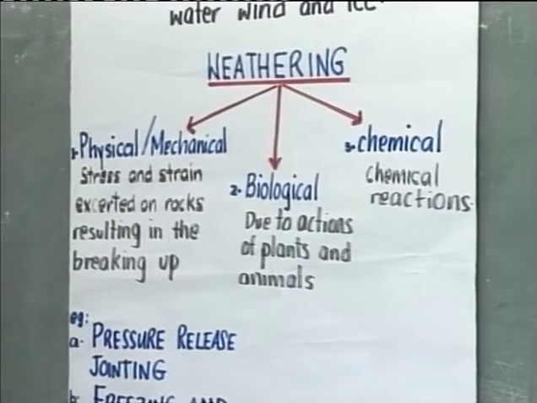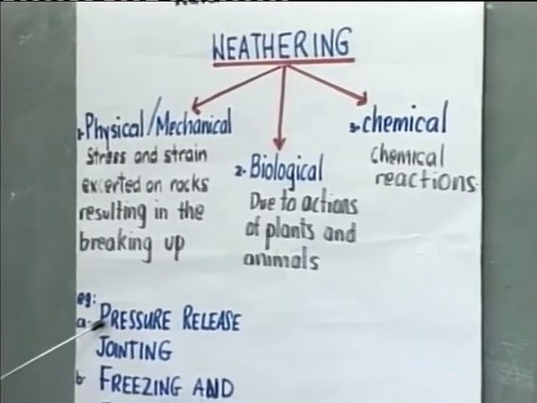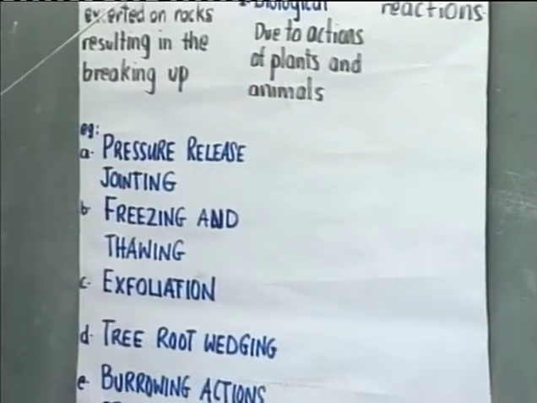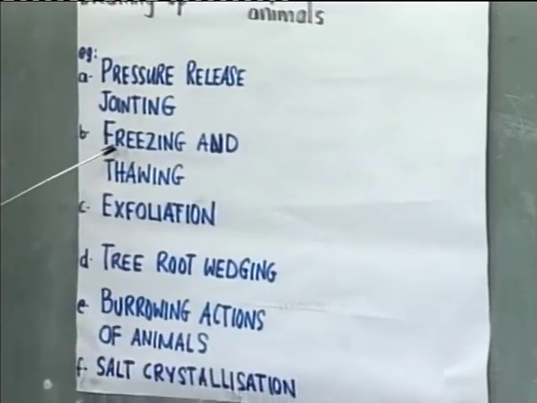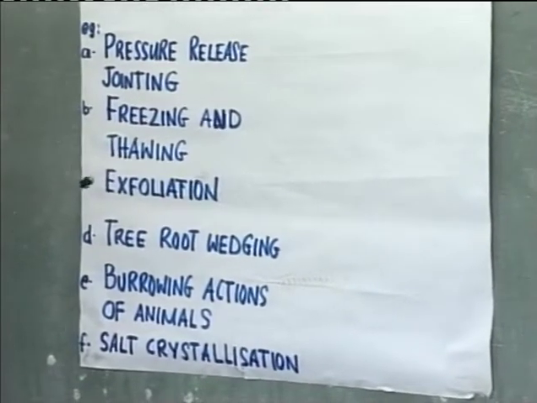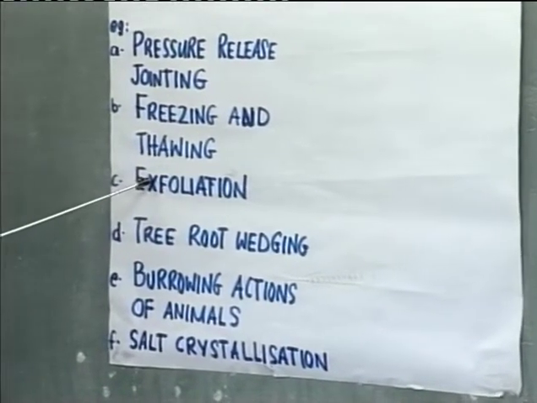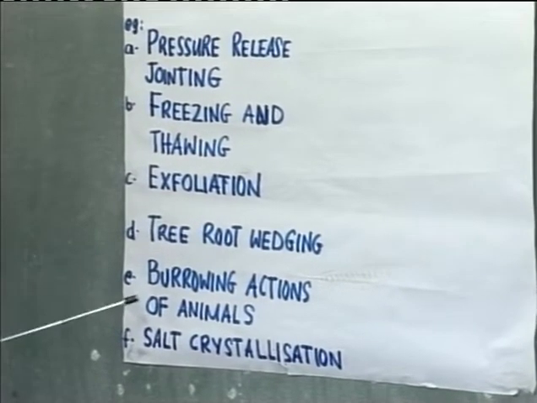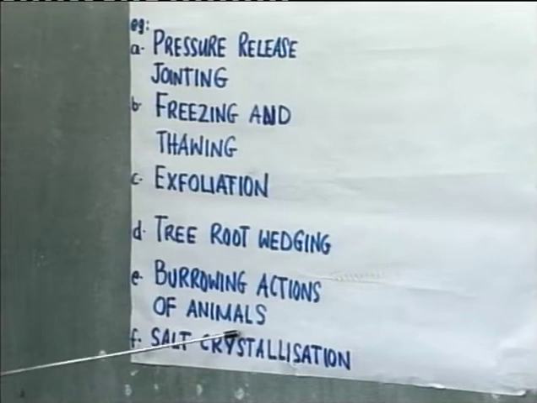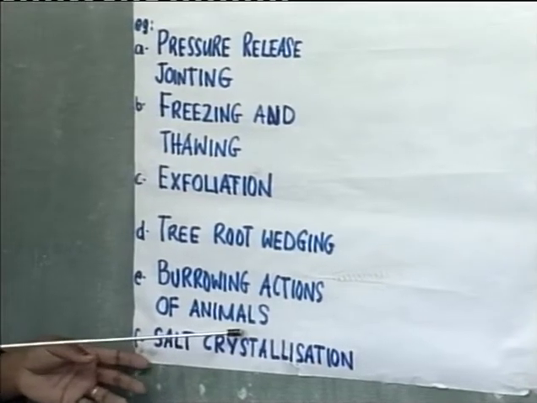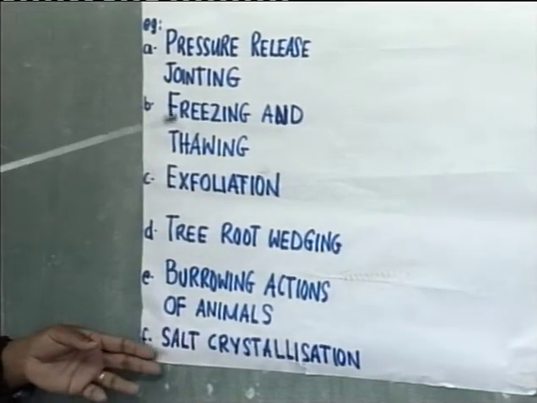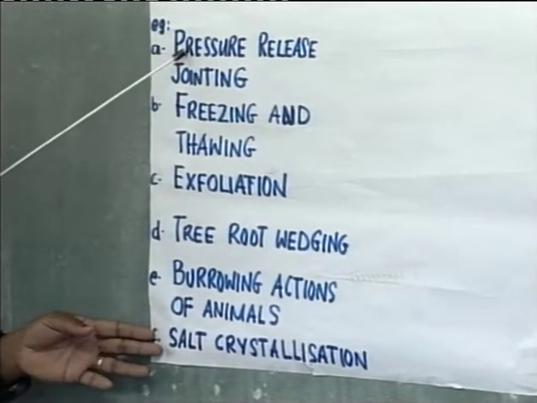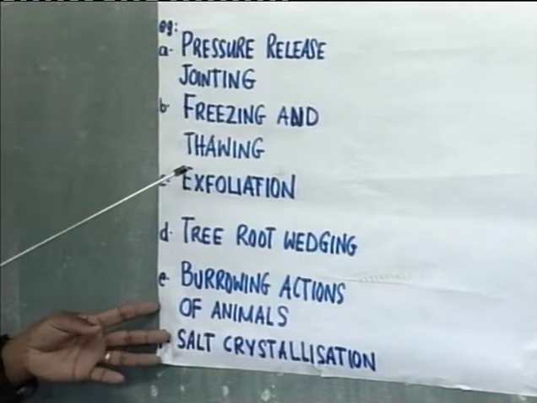And those examples that we looked at: pressure release jointing as one of the examples under physical or mechanical weathering. We also looked at freezing and thawing, exfoliation or thermal expansion, heating and cooling, tree root wedging, burrowing actions of animals, salt crystallization, and there is also hydration. We were supposed to look at all of them, but due to time, we only looked at pressure release jointing and exfoliation.